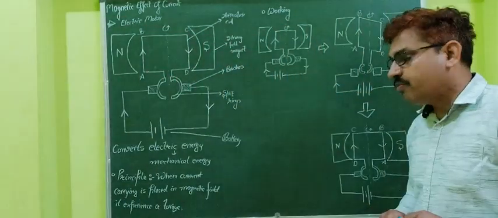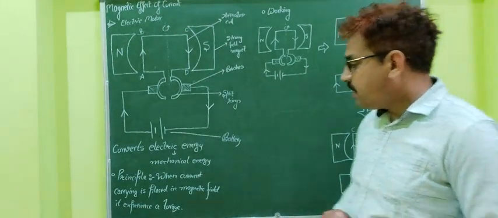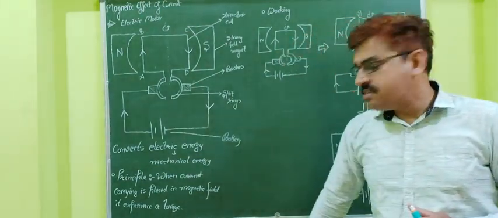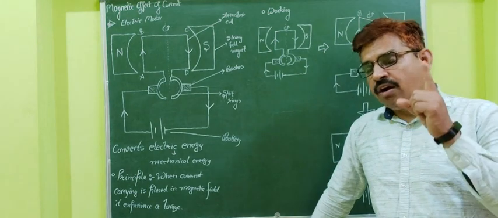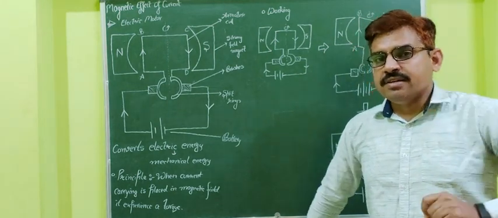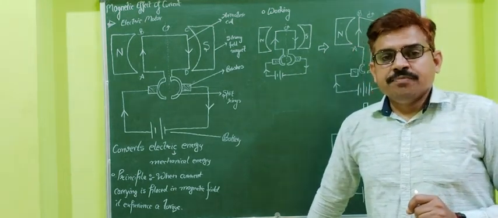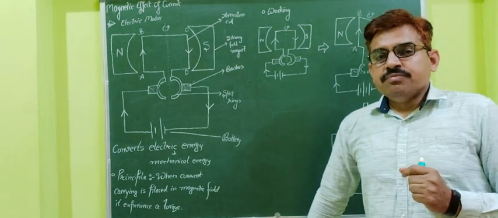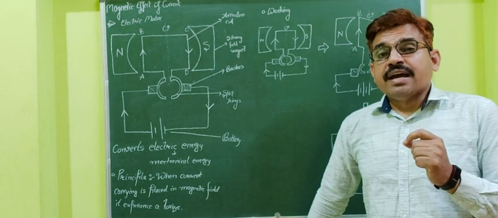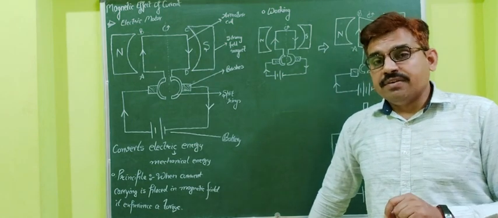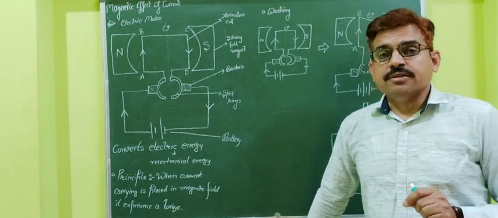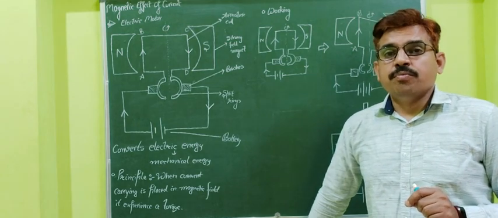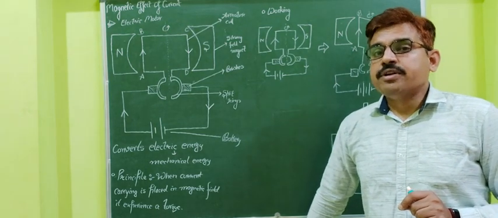Now what is the principle? When a current carrying coil is placed in a uniform magnetic field. I already shared when I started today's lecture what we did in the previous lecture: the force experienced by a current carrying conductor in a magnetic field. That is the principle of this electric motor. Next is how it works.